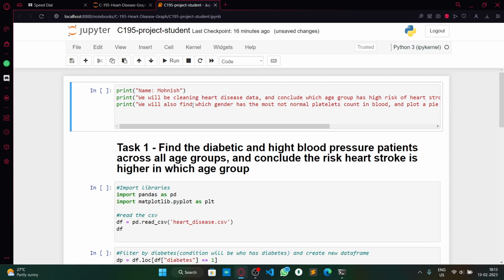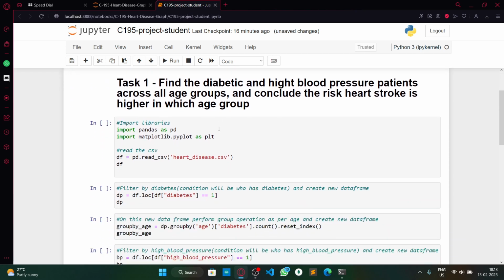So we are done with clearing the output, and here you see the notebook. Find the diabetic and the high blood pressure patients across all the age groups, to conclude where the risk of heart stroke is higher. We need to find diabetic and high blood pressure patients across all age groups and conclude who has the higher risk of heart strokes or heart attacks.